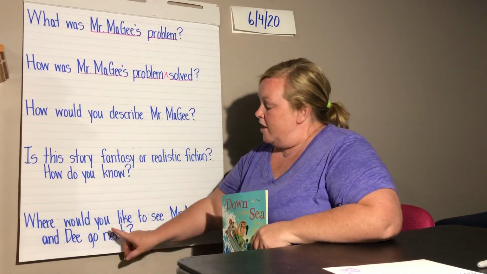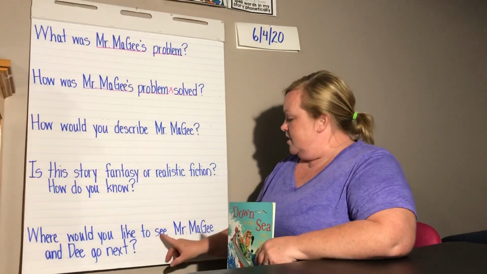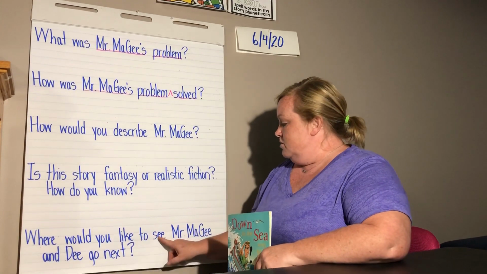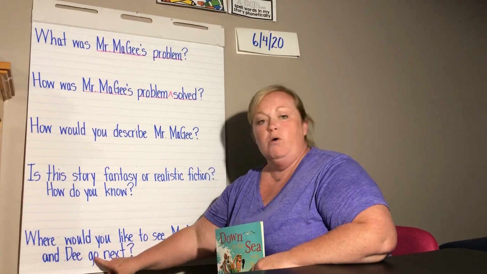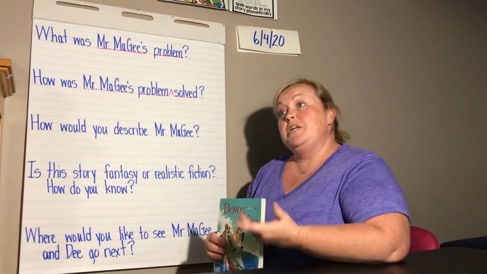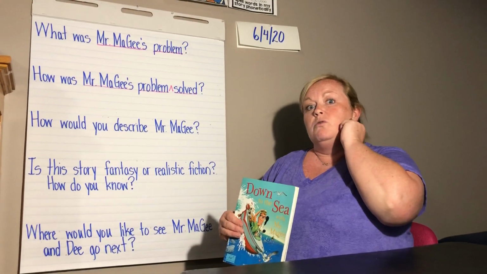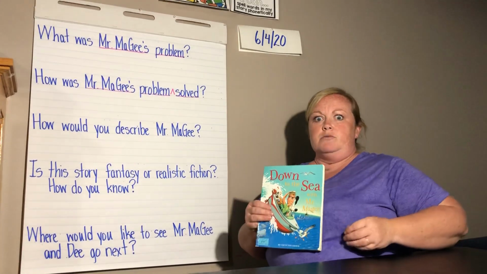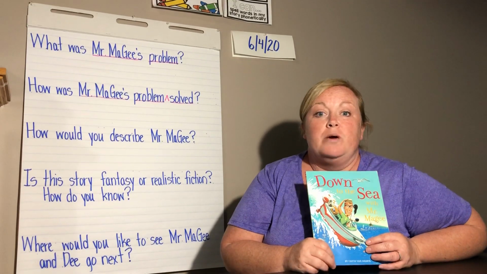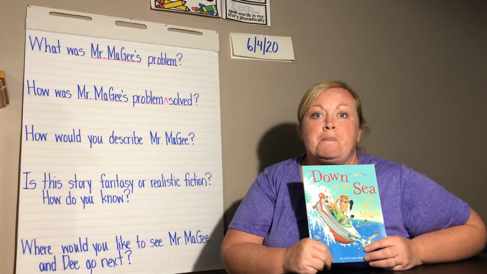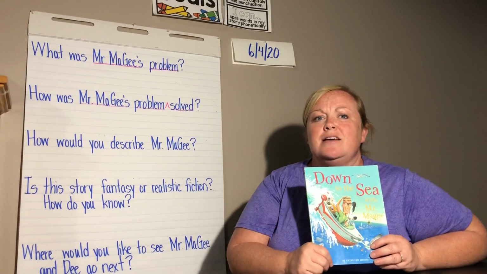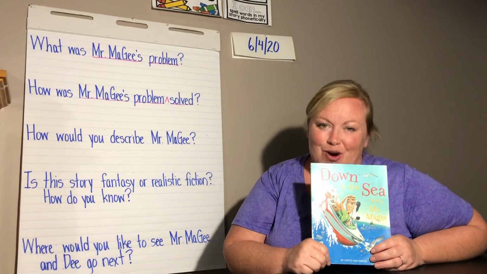Okay, so how would we turn this around? Where would you like to see Mr. McGee and Dee go? I would like to see Mr. McGee and Dee go, put your answer in, next. They're going to go to the beach? Are they going to go to the zoo? Ooh. I bet they could get into some trouble at the zoo. Are they going to go to the circus? Are they going to go to a football game? Where could Mr. McGee and Dee go next?